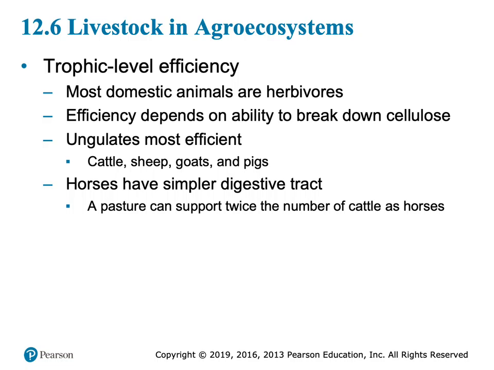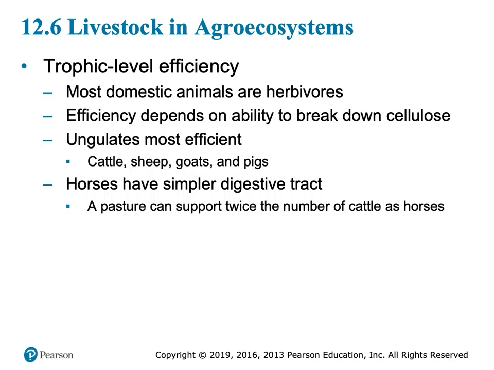Trophic level efficiency, again, has to do with how much energy is used and gets passed on from what the cattle will eat to what humans can eat. Most domestic animals are herbivores, and the efficiency depends on the ability to break down cellulose, which is in plants. Cattle, sheep, goats, and pigs are the most efficient, and horses have much simpler digestive tracts. So, for example, a pasture can support twice the number of cattle as horses.